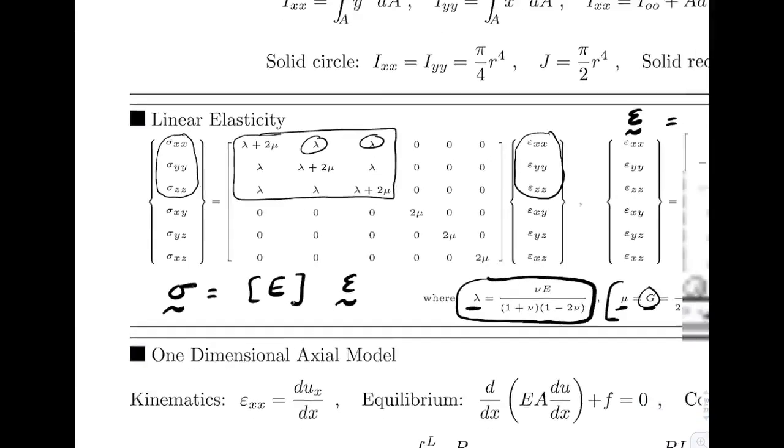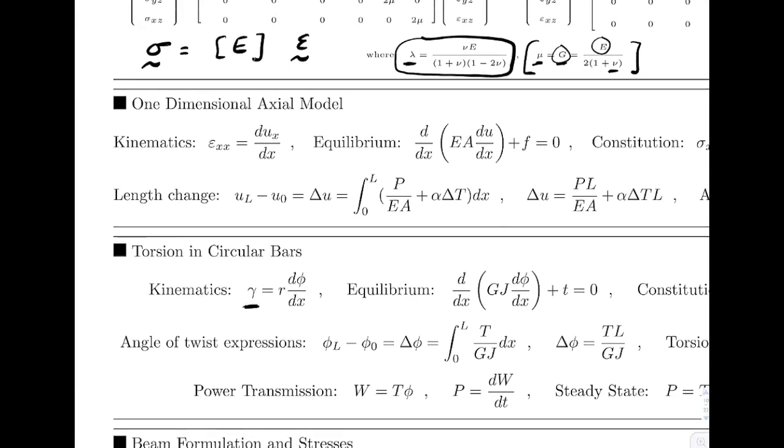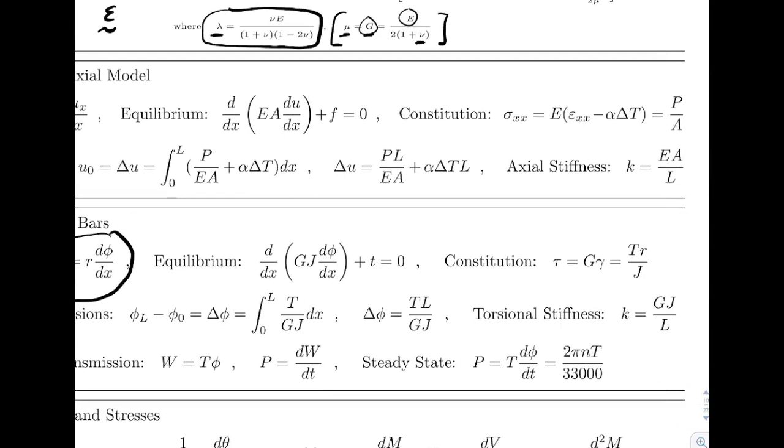Let me point out where those gammas are as well. You start to see them down here in the torsional bars. There's gamma, the kinematics of it. And over here in the constitution, there is shear stress, which is equal to G times gamma. If we shuffle that around, gamma is equal to sigma divided by G. Again, you see that a couple different places. That would also be a shear stress.